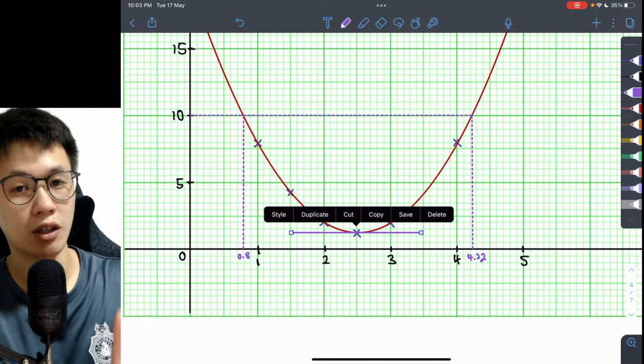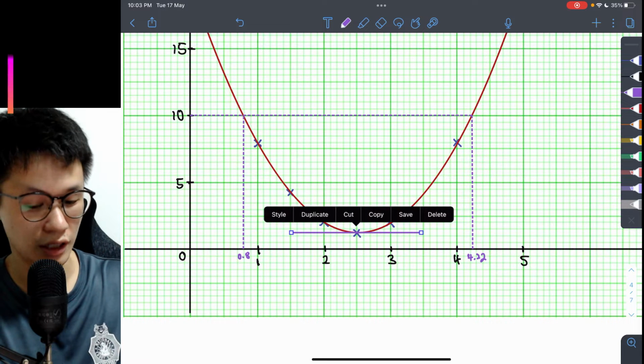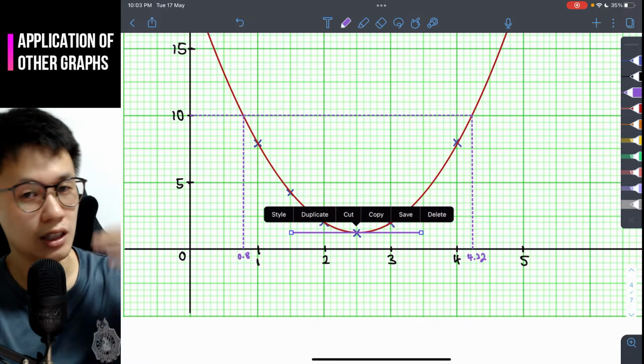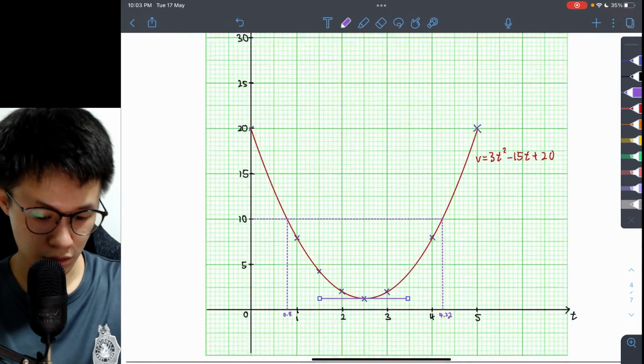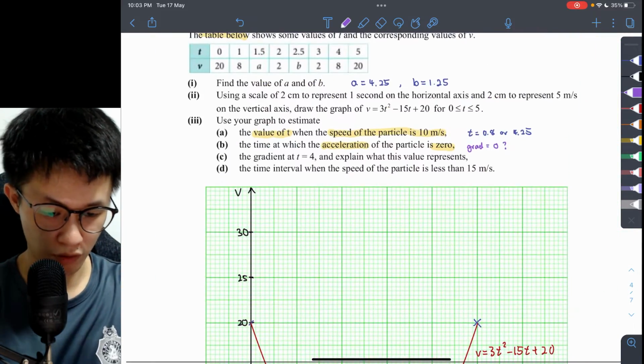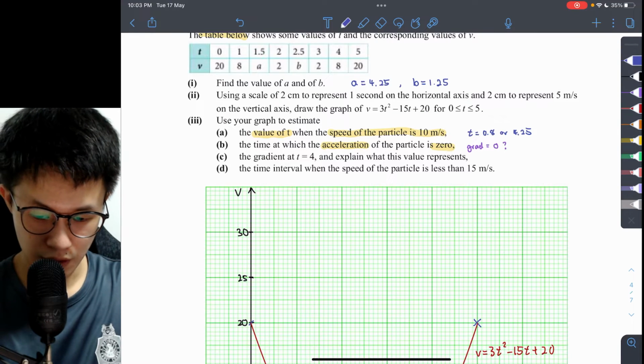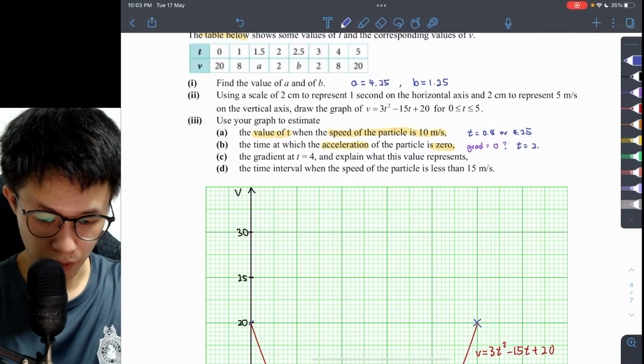Why? Because the tangent will be a horizontal line. If the tangent is a horizontal line, the gradient will definitely be equal to 0. So they ask you to state the time. It is in fact just 2.5. So the answer here is t equals 2.5.